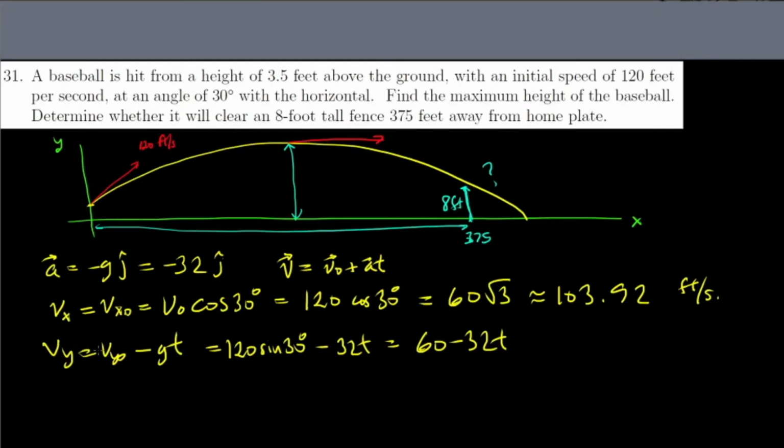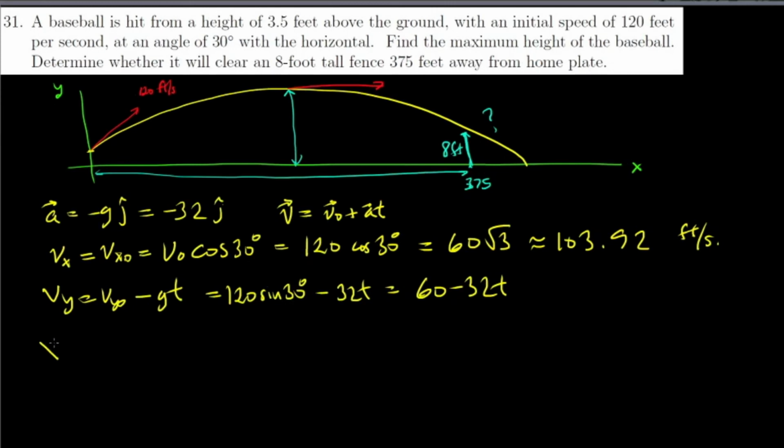Right, so for your position vector, you're going to get an x, which is just going to be your initial x, which we might as well call 0. So x0 is 0. And then Vx0, so that's going to be the 60 square root of 3 times t. I guess that's it, right? And then for y, well, you're going to get y0, which is 3.5 feet, plus Vy0 times t, right?